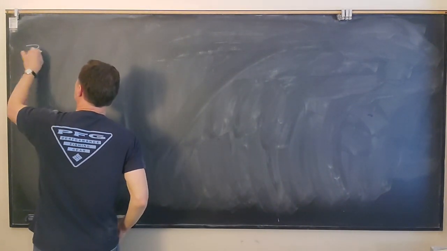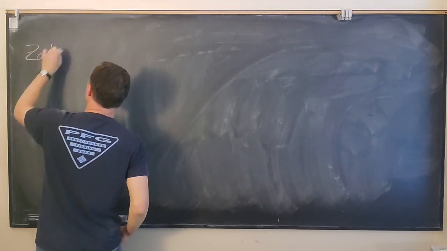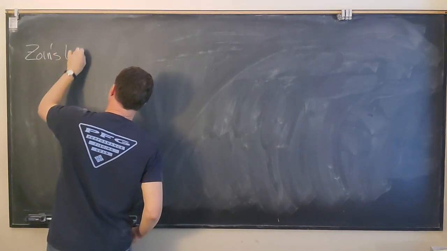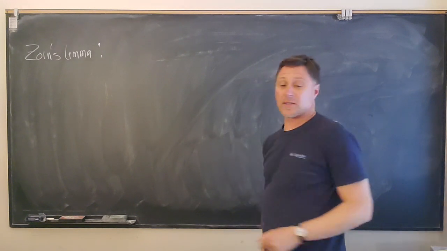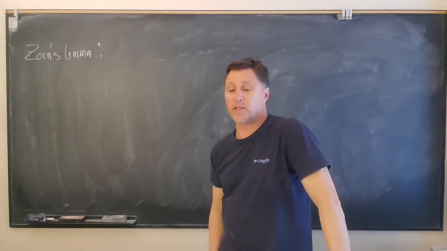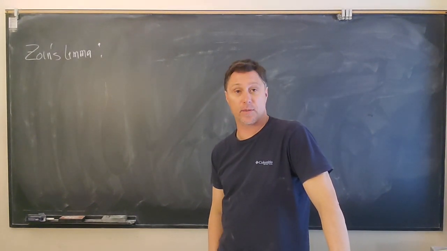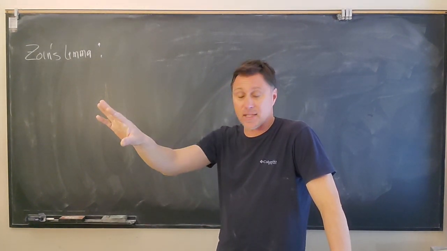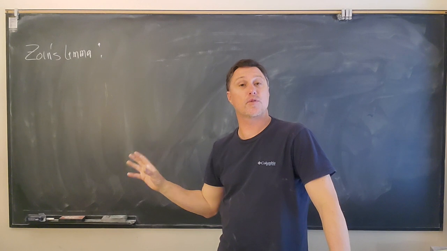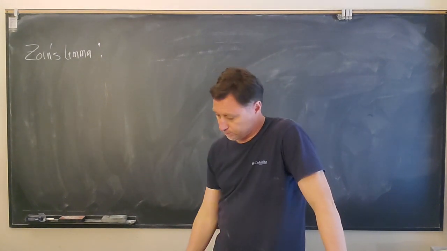So remember, I said that Zorn's lemma was one of those results. You can think of it as a theorem. It's a consequence of the axiom of choice, but it's actually equivalent to the axiom of choice. So from the axiom of choice you can prove Zorn's lemma. From Zorn's lemma you can prove the axiom of choice.